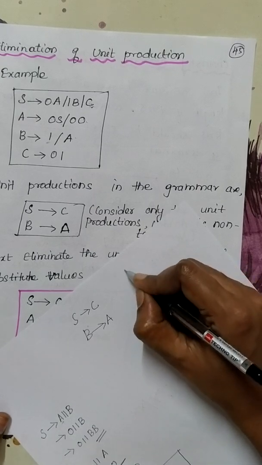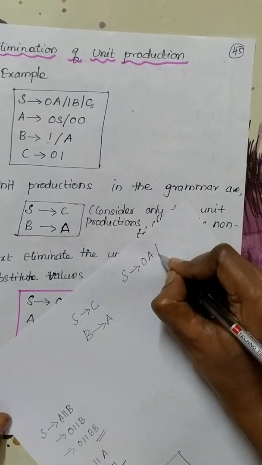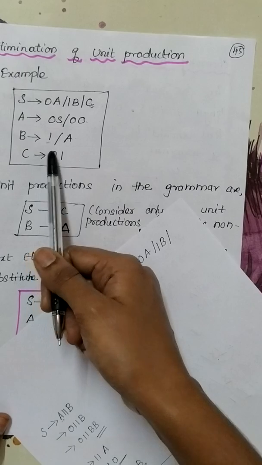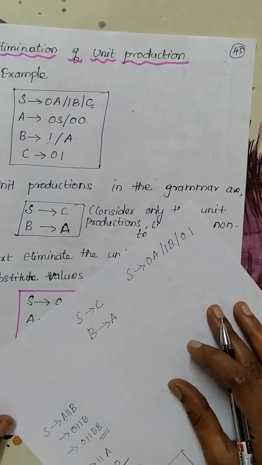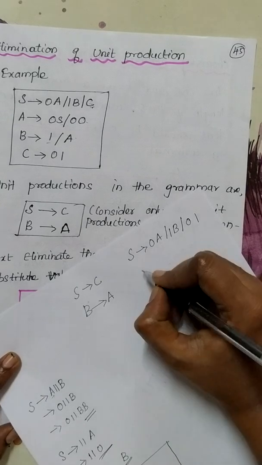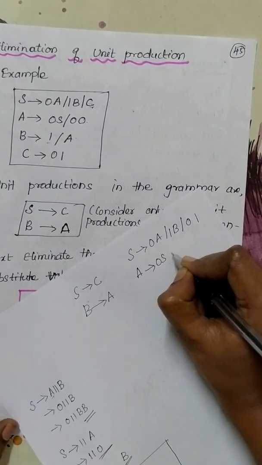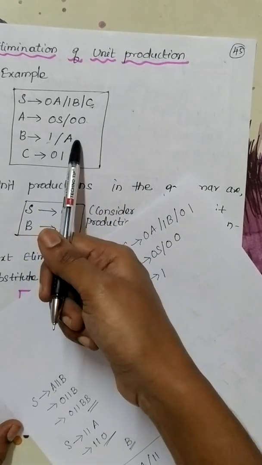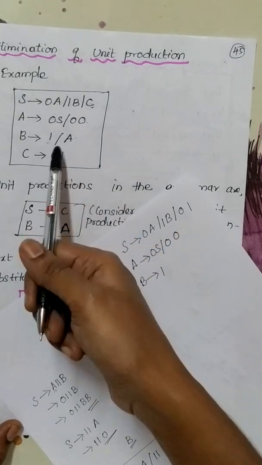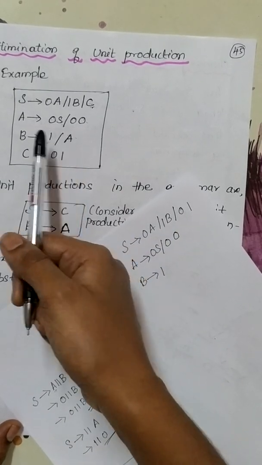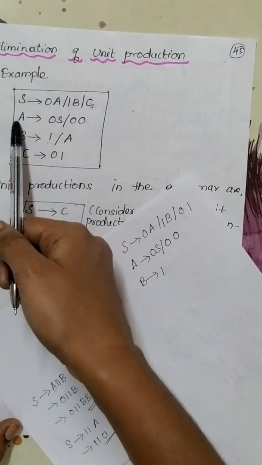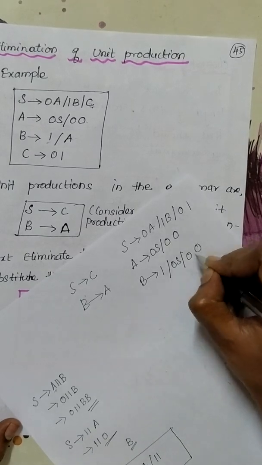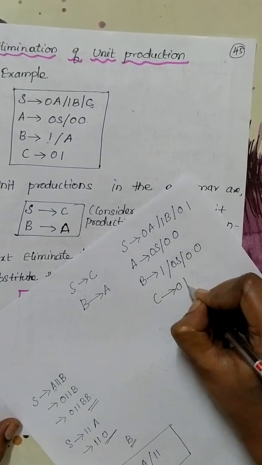So I am rewriting the production again. S tends to 0A or 1B, or here we have C. What is C? C tends to 0, 1. So that one we have to write. Then A tends to 0S or 00. Then B tends to 1 or A. What is A? Since A is the unit production, we check for any other production. We write the production of A: 1 or 0S or 00. Then C tends to 0, 1.